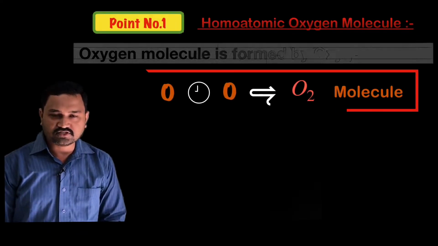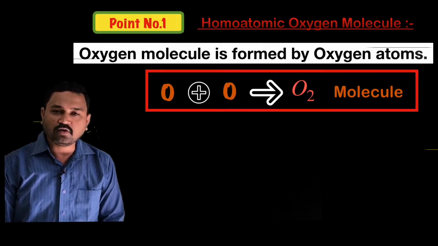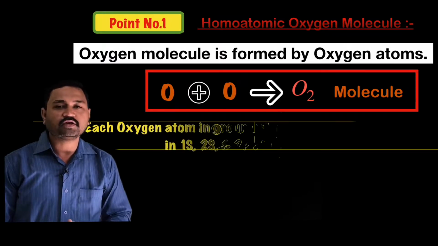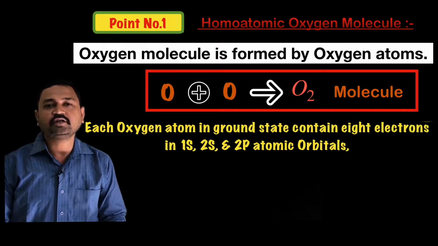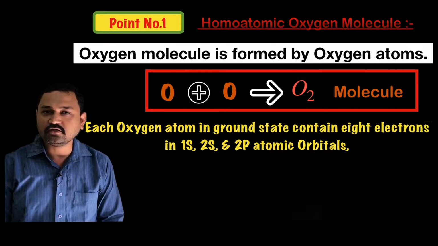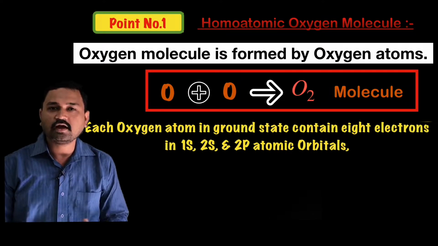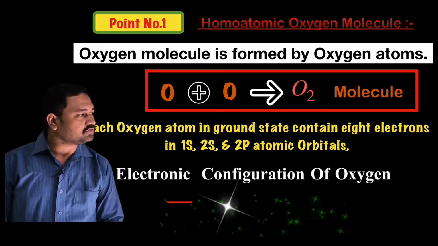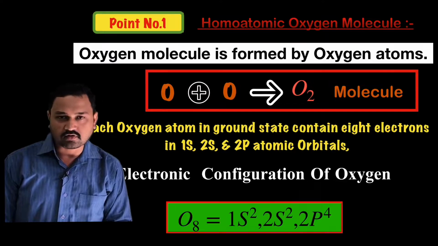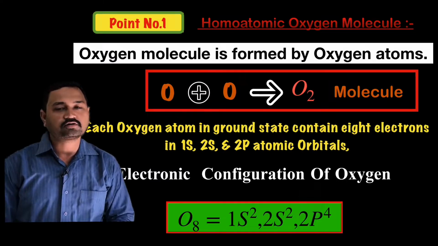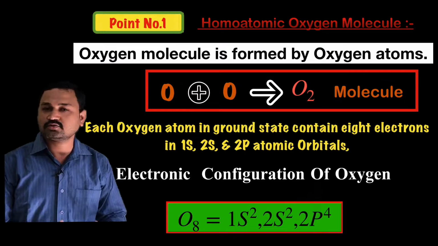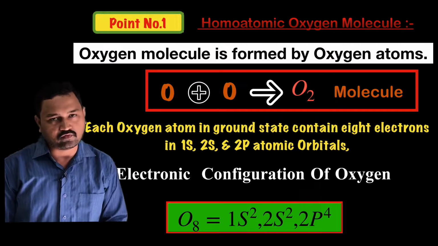So point number 1, that is the oxygen molecule. You know that the oxygen molecule is formed by two oxygen atoms, and each oxygen atom contains 8 electrons in 1s, 2s and 2p atomic orbitals. Here I have shown the electronic configuration for oxygen. We know that oxygen has atomic number 8 and its electronic configuration will be 1s2, 2s2 and 2p4.